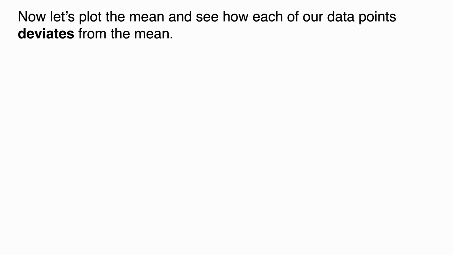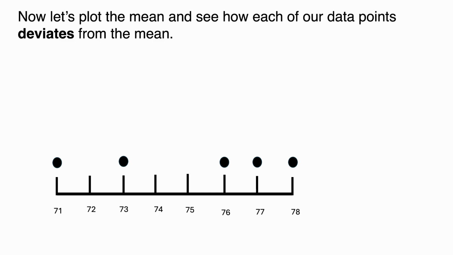Now let's plot the mean and see how each of our data points deviates from the mean. To do this, we're going to draw arrows from the mean to each player's height. Each arrow shows the deviation of a single data point from the mean. First, here is our dot plot. We're going to drop our mean right here, which is 75. Now we can draw one arrow from the mean all the way to 71.